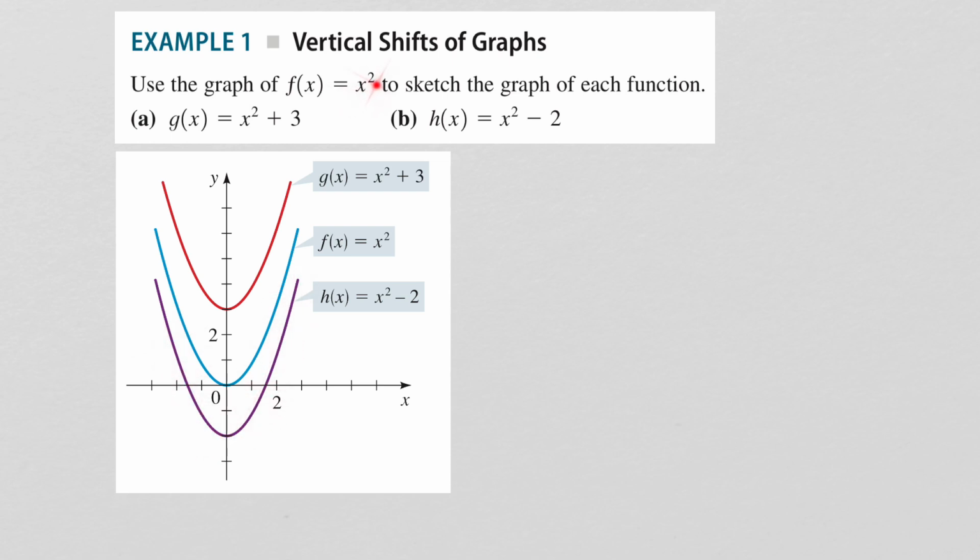So if we know what the graph of x squared looks like, we can very quickly and easily get the graphs of these two functions by simply doing a vertical shift.